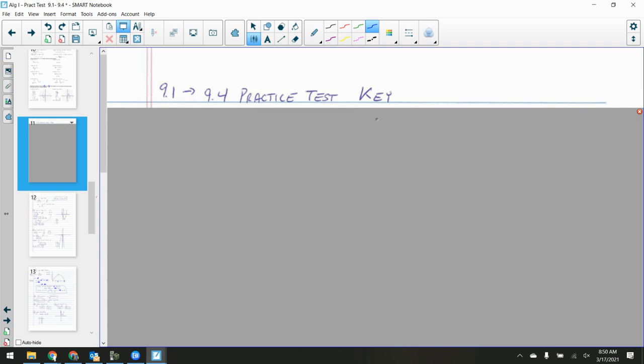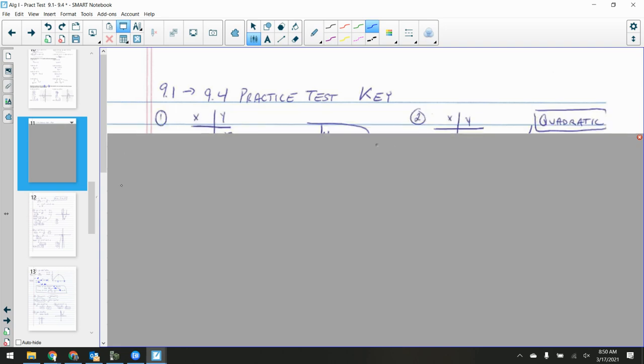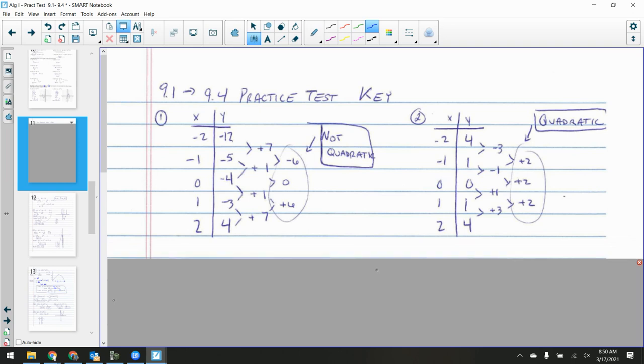Number two, look back there, Hayden Rutter. That is a quadratic because you see a constant second difference of two. Remember, second difference test. You have to find the change within the change. So yes, I would agree that we have a constant difference of two. Okay. Questions there.